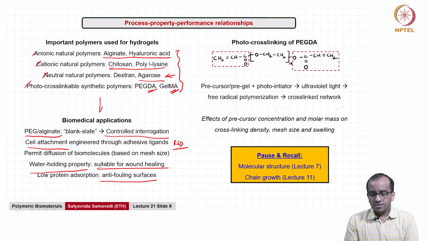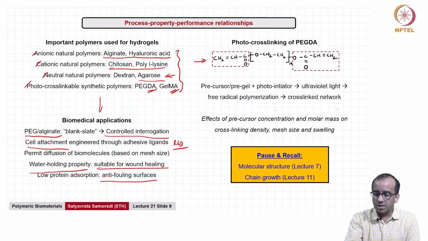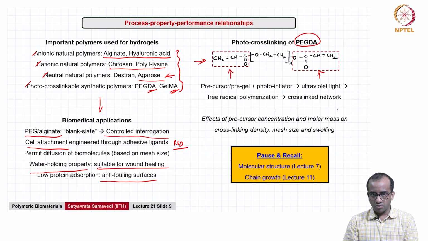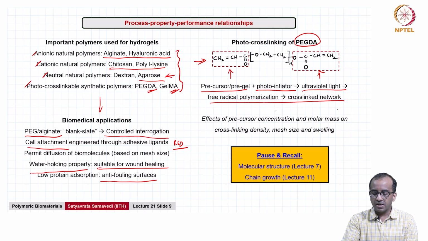Just to reiterate this process structure property performance paradigm, we are taking the specific example of PEG diacrylate, where we have the diacrylate functionality here. The double bond can undergo free radical polymerization in the presence of free radicals and in the presence of UV light. So you have this precursor or pre-gel monomer solution, in the presence of photoinitiator and ultraviolet light can undergo this polymerization to form a cross-linked network like so, where these dots, again junctions, represent the cross-link points.